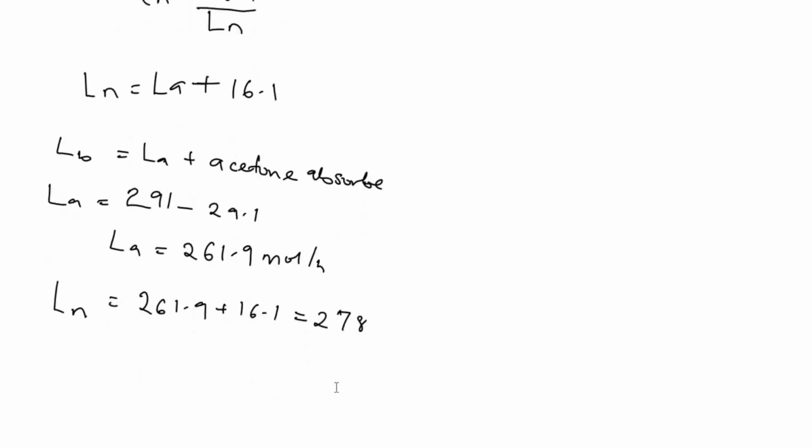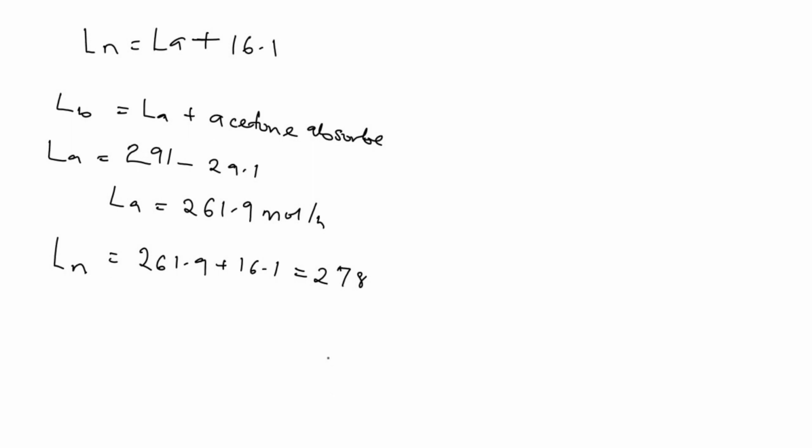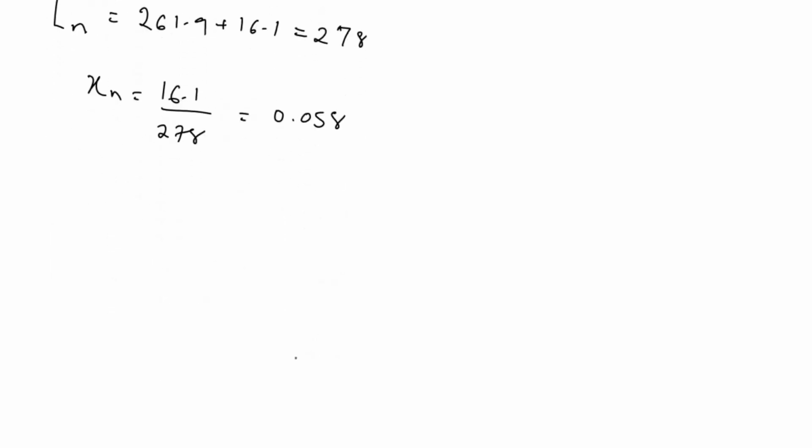So now I have the value of my Ln also, so I can find Xn directly by saying Xn is equal to 16.1 divided by Ln, which is 16.1 divided by 278, which is equal to 0.058.